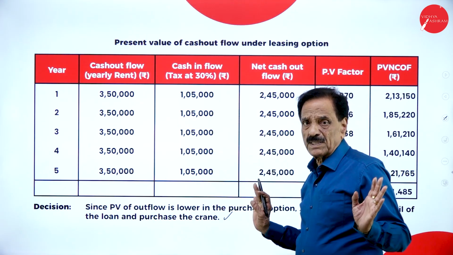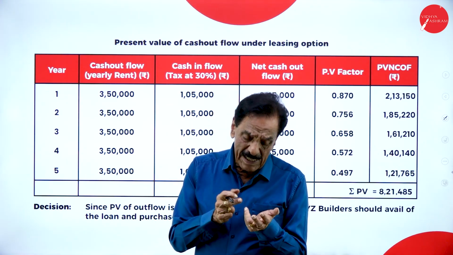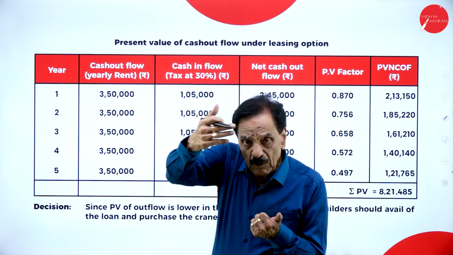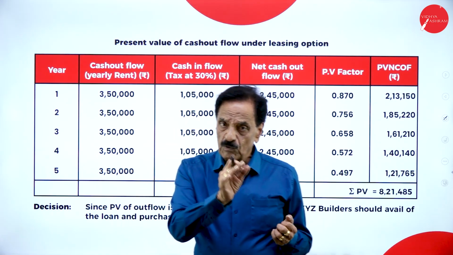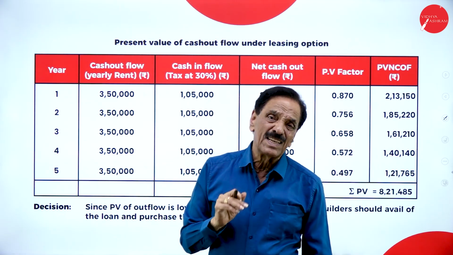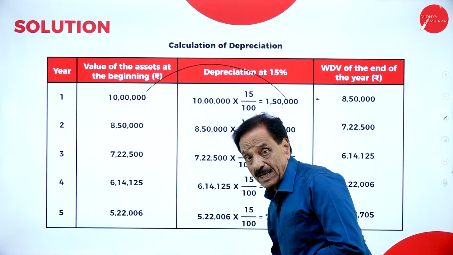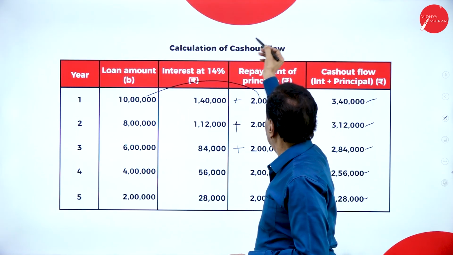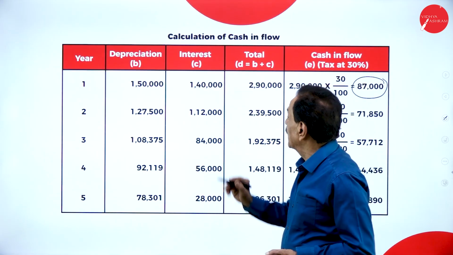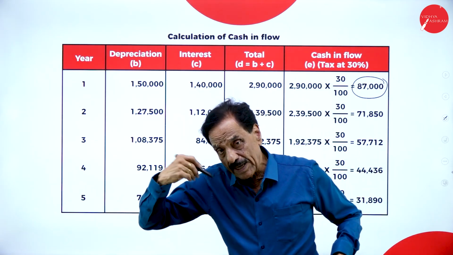Easy method. First you have to calculate the depreciation, then you have to calculate the interest, cash outflow, cash inflow, and net cash outflows. Cash outflow minus cash inflow, net cash flow multiplied by discount. Very easy method. So what do we follow? First we calculate the depreciation. After depreciation, we go with the cash outflow: loan amount and interest. Then you have to calculate the cash inflow. First one, depreciation. Second is cash outflow.